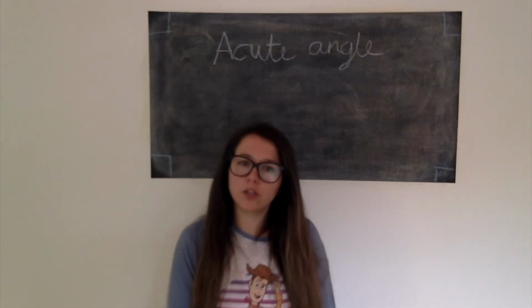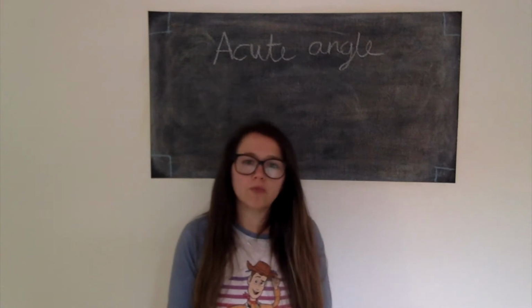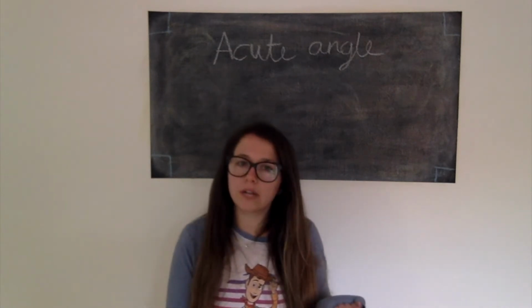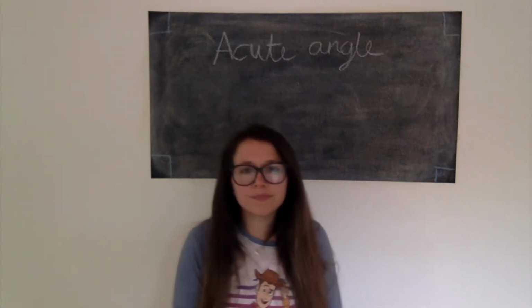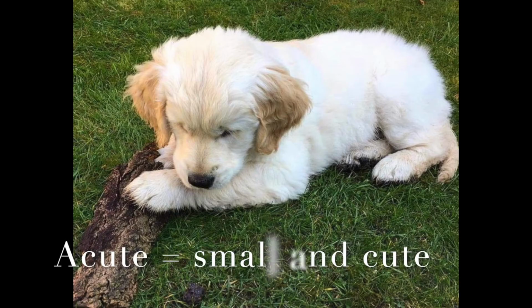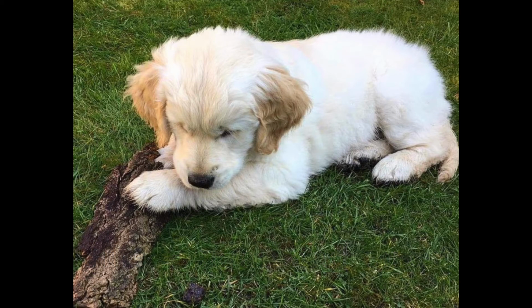Next up is an acute angle. See if you can pause the video and write down what you know about an acute angle and have a go at drawing one. A way of remembering what an acute angle is, think about that word cute. So think about things that are small and cute, and here's a picture of baby Ringo to help you remember.